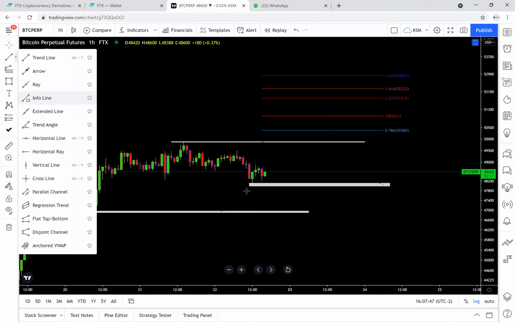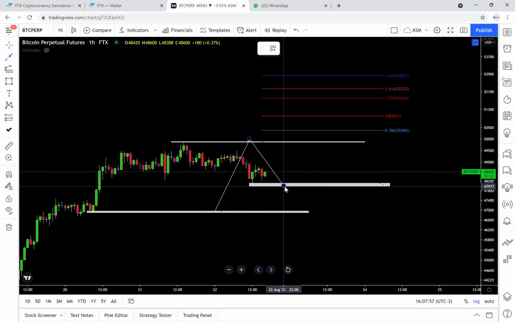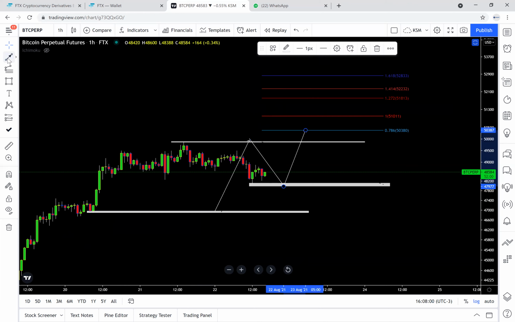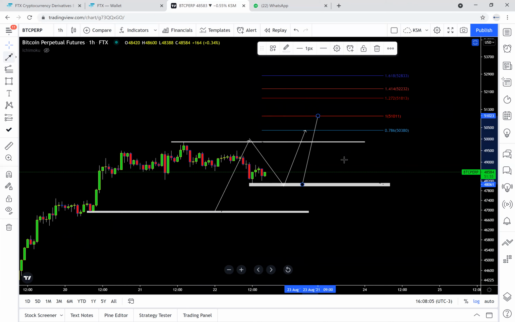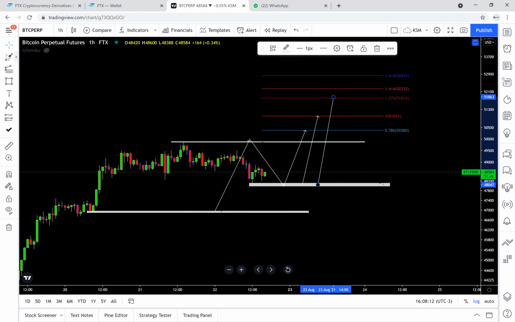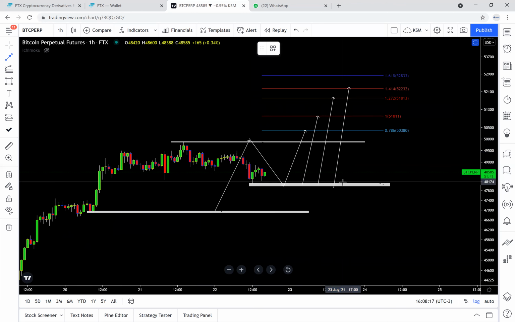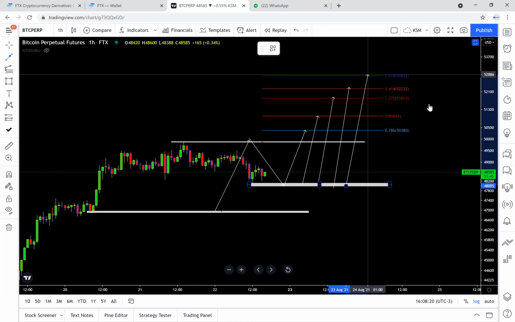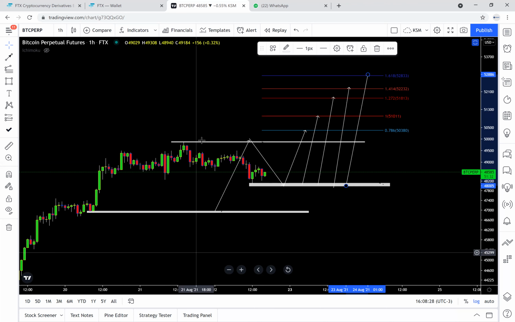So now, what are the targets? This is how to measure it, from here to here, then from here down to here. Then from here, the first target is 0.786. The second target is 1, which is 51,000. The third target is 1.272. The fourth target is 1.414, and lastly 1.618.